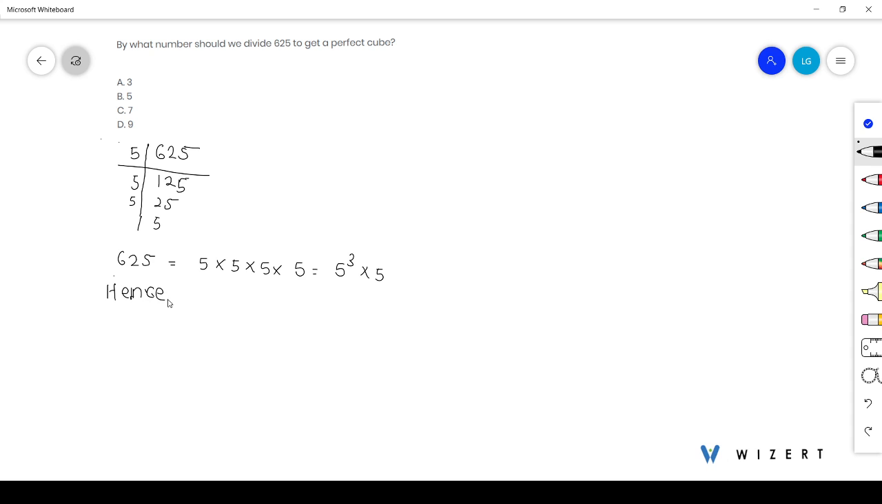Hence, to get a perfect cube, 625 should be divided by 5.